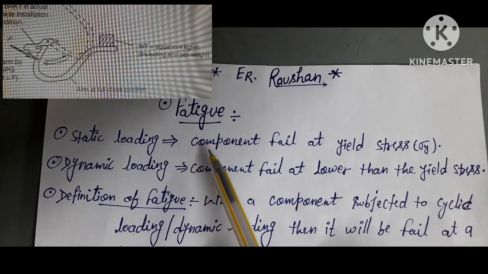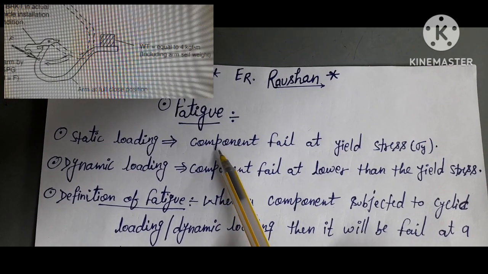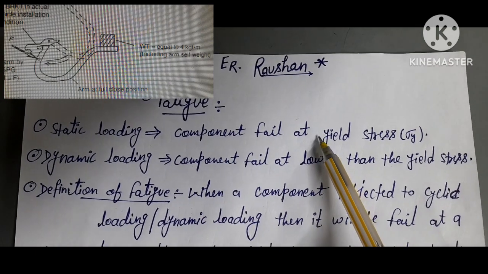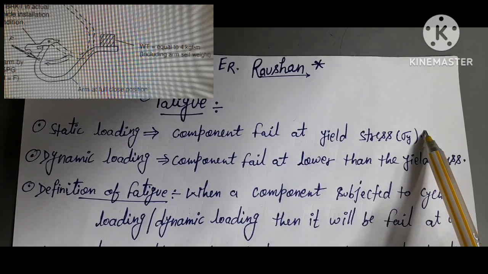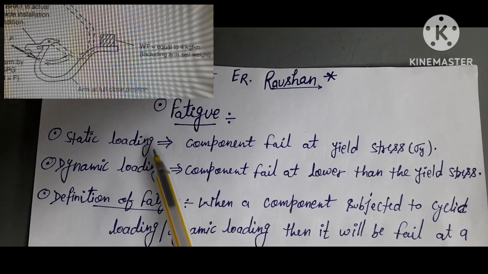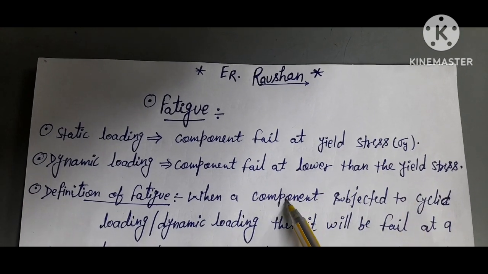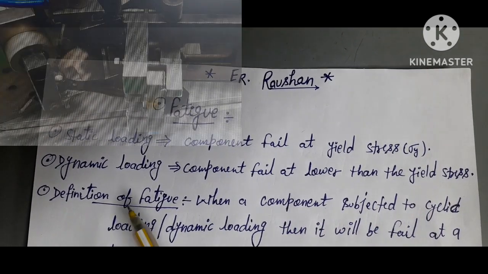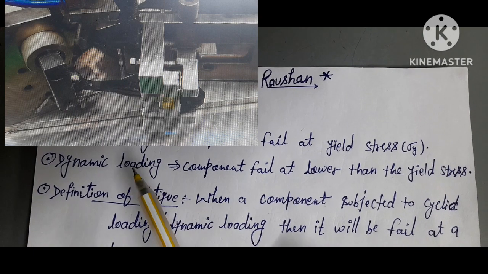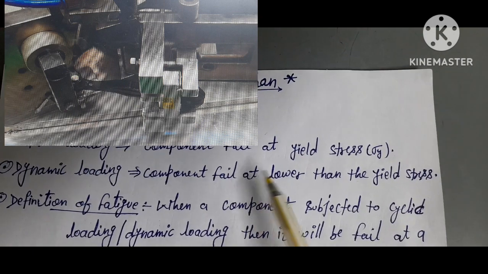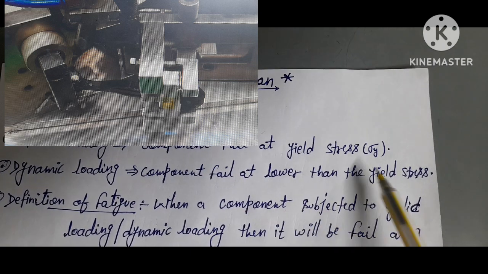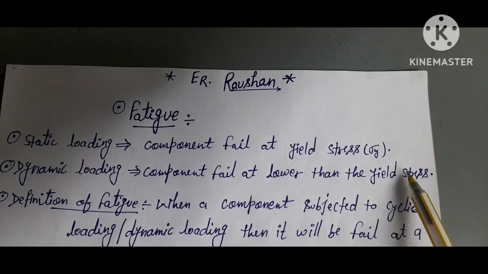Friends, if a component has static loading, then these components fail at a yield stress sigma y. If any component has static loading, it will fail at yield stress. While in case of dynamic loading, if any component has dynamic loading, then it will fail lower than the yield stress.